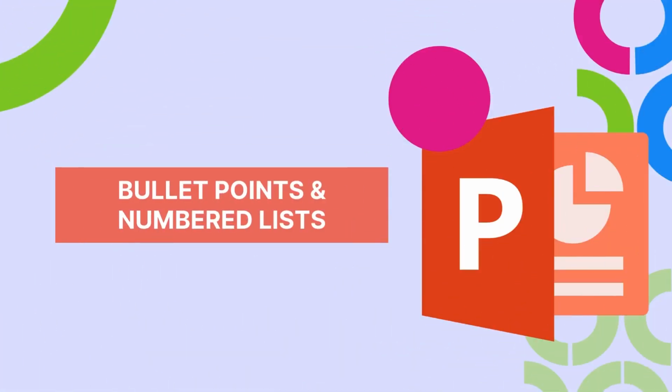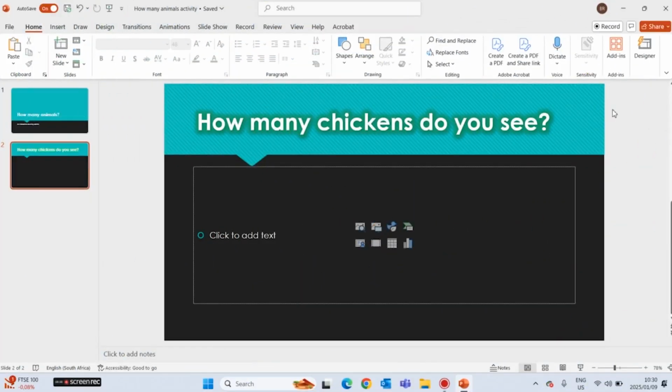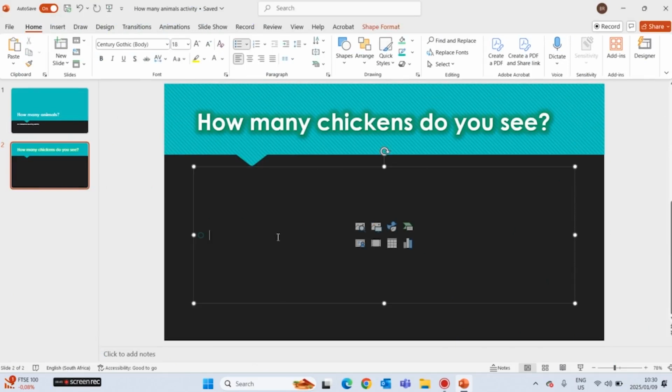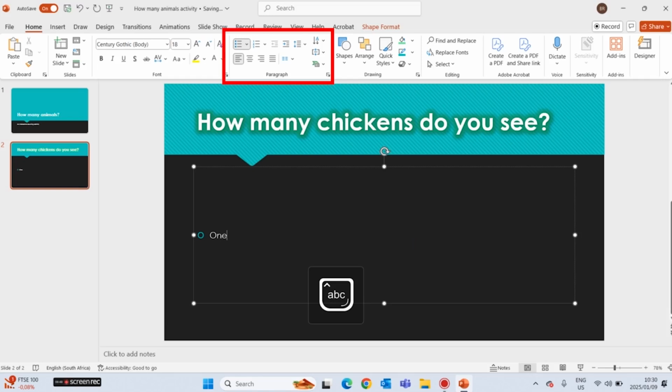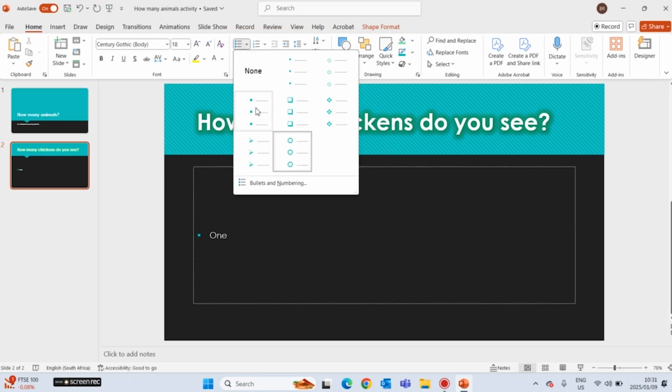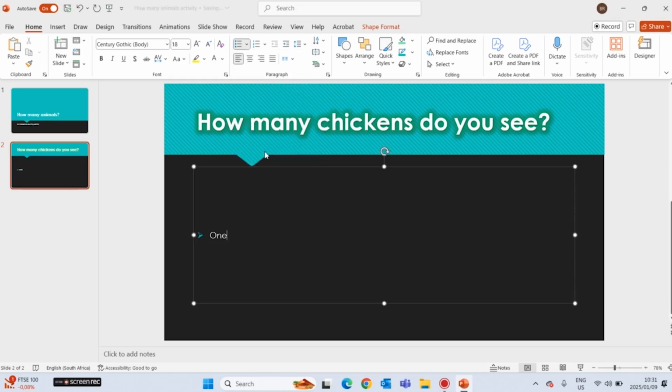Bullet points and numbered lists. If you need to list items, you can use bullet points or numbered lists. Adding bullet points. Click on the text placeholder. In the Home tab, click on the bullets icon in the paragraph group. Type your list items.